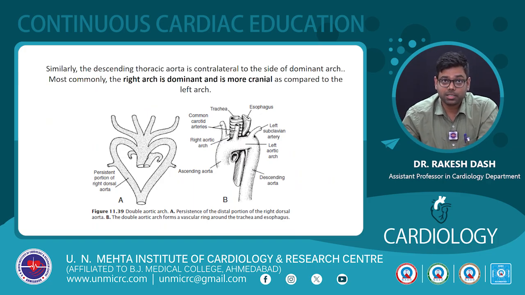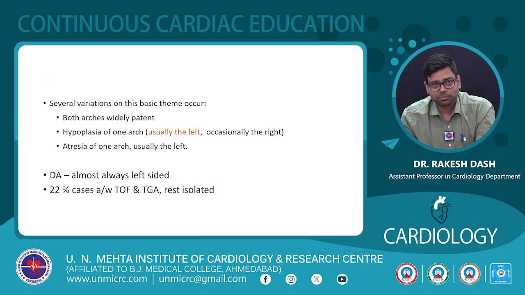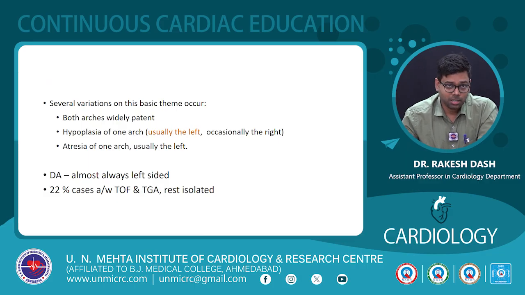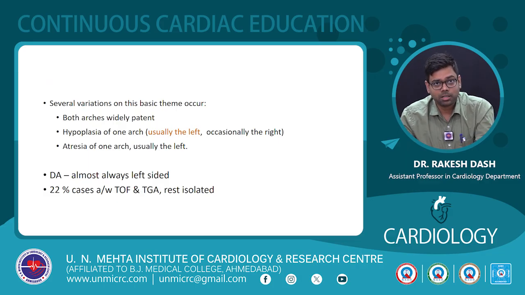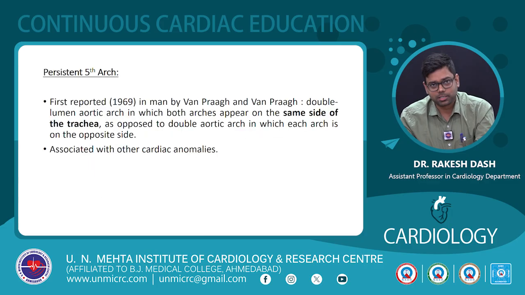What happens here is the descending thoracic aorta is almost always contralateral, and most of the time the right arch is dominant and more cranial compared to the left arch. There are a lot of variations. Both arches may be widely patent, or there may be hypoplasia of the left arch, or atresia of one arch. The descending aorta is almost always left sided in double aortic arch. 22% of cases are associated with TOF and TGA, most probably because of velocardiofacial syndrome.